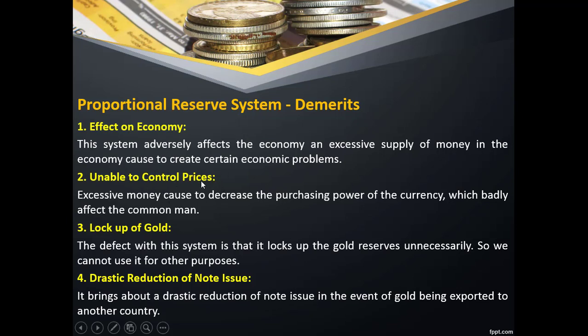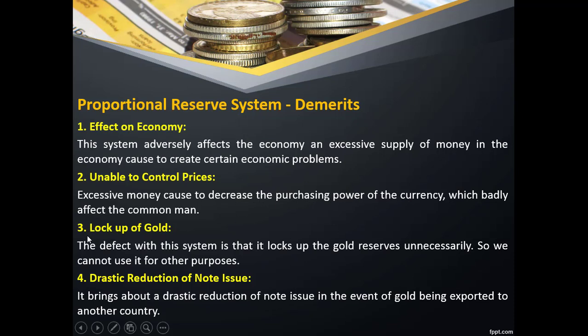Whenever any country issues excessive money, what happens? It decreases the purchasing power, which badly affects the common man. If the government excessively prints notes, what will be the result? Inflation in the country, and inflation will decrease the purchasing power of the common man.